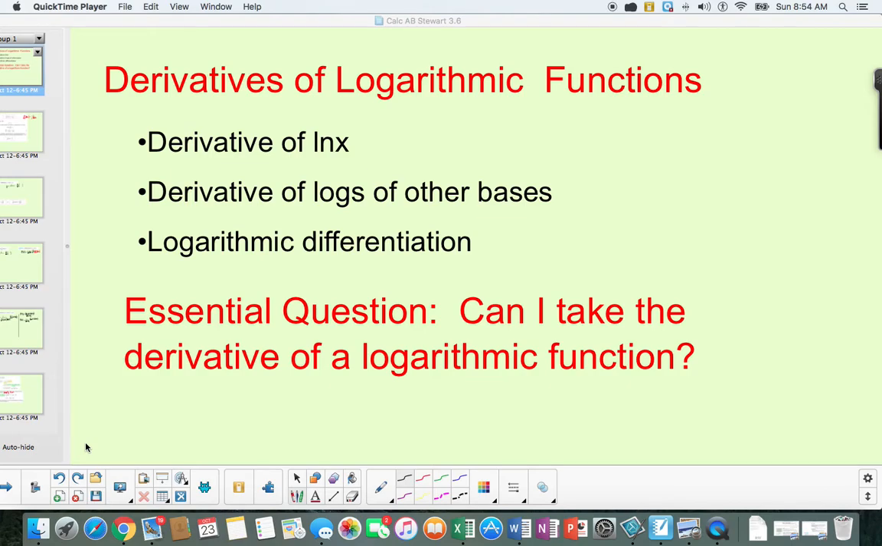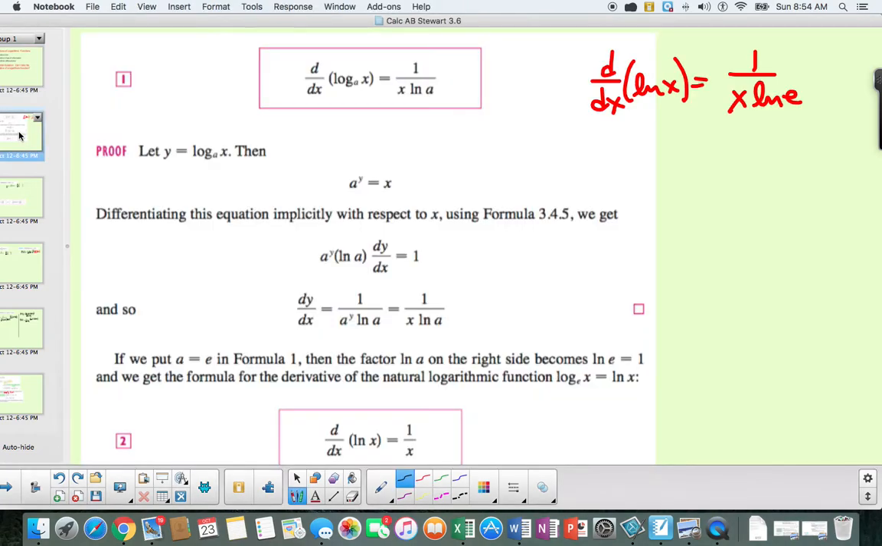Derivatives of logarithmic functions. Essential question: can I take the derivative of a logarithmic function? The derivative rule goes like this. The derivative of log base a of x is equal to 1 over x times the natural log of a.